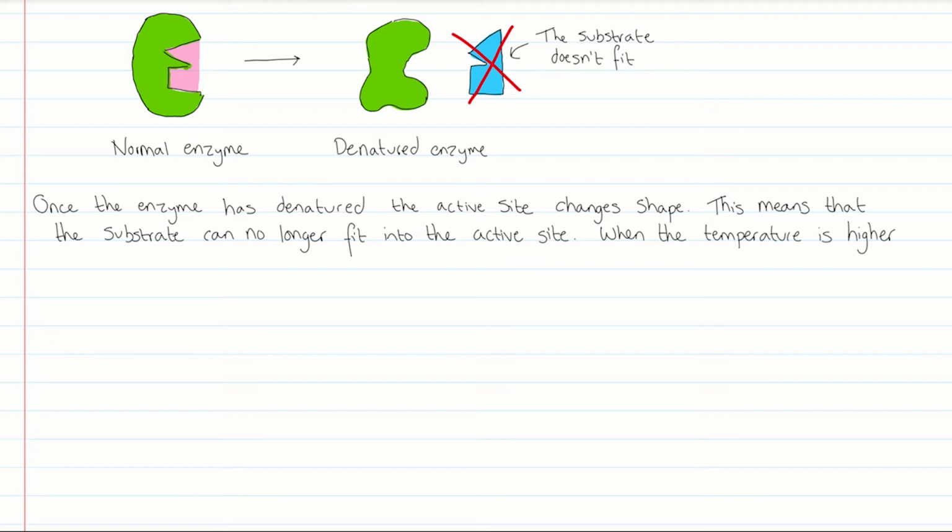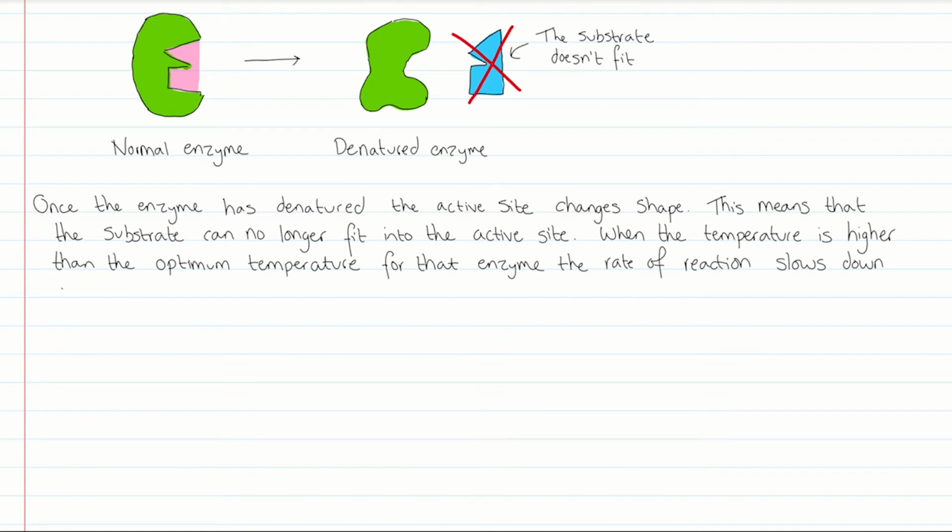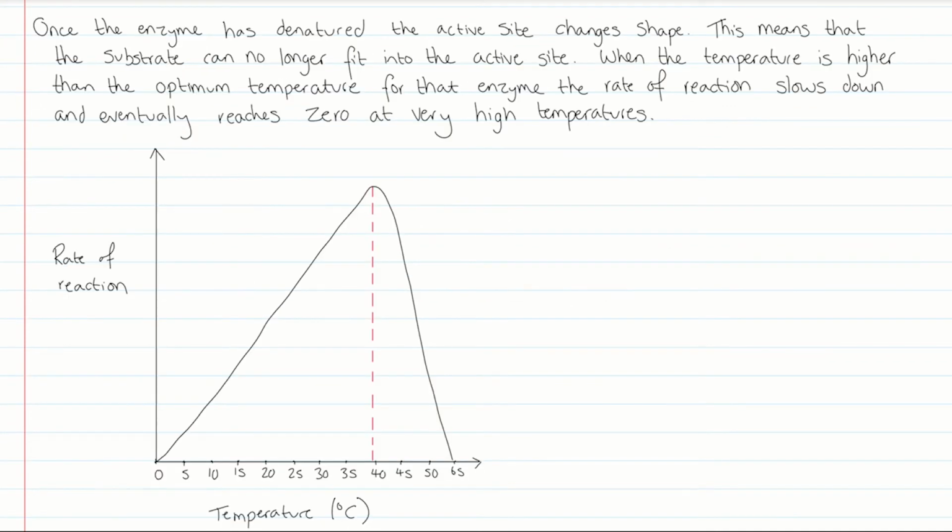When the temperature is higher than the optimum temperature for that enzyme, the rate of reaction slows down and eventually reaches zero at very high temperatures. The relationship between temperature and the rate of enzyme catalyzed reactions is shown on this graph. You can see in the first part of the graph, as the temperature increases, the rate of reaction also increases. We remember this is because the enzymes and the substrate gain kinetic energy and collide more, resulting in more reactions.